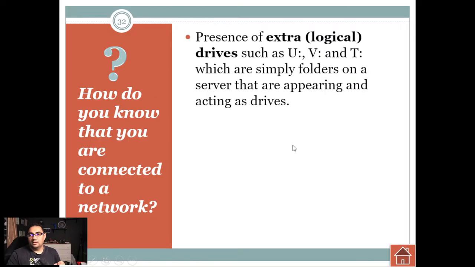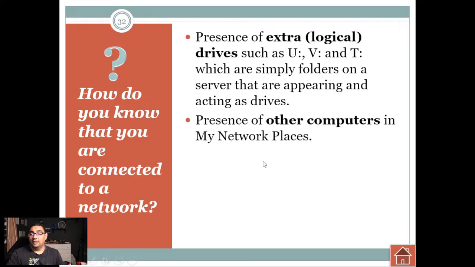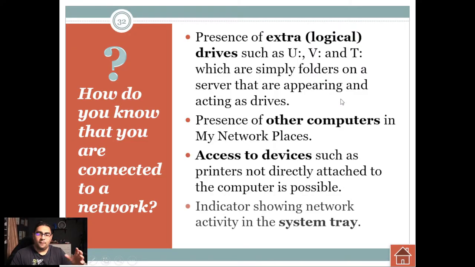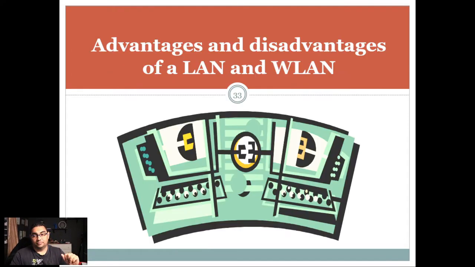So how would you know that you are connected to a network? Sometimes you'd see on your Explorer that you maybe have extra drives. When you click on My Network Places, you might actually see that there are other computers there. And when you want to go and print, you might see a whole list of printers with different names, at places like your library, and you're like, okay, but I'm sitting in the computer lab. So these are all signs that you are actually connected to a network.